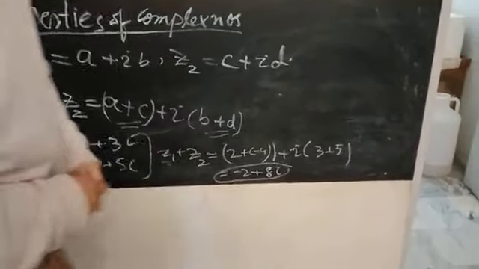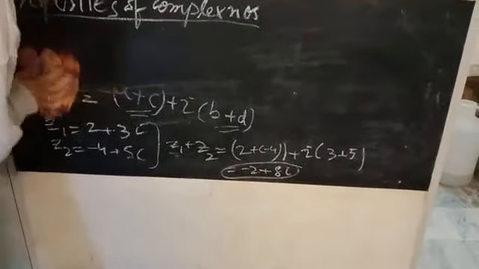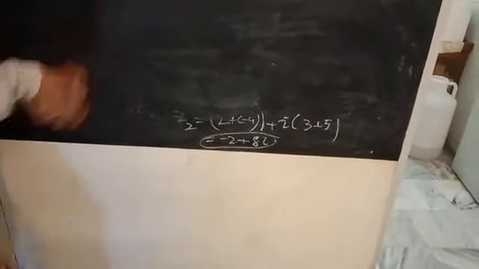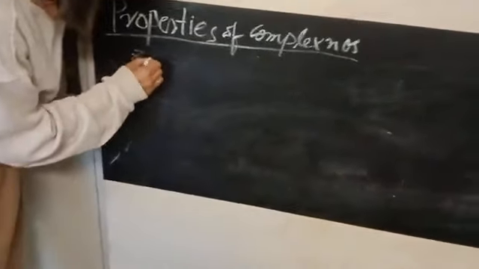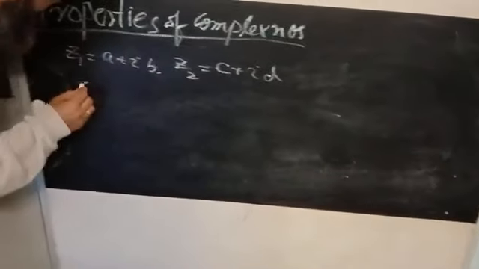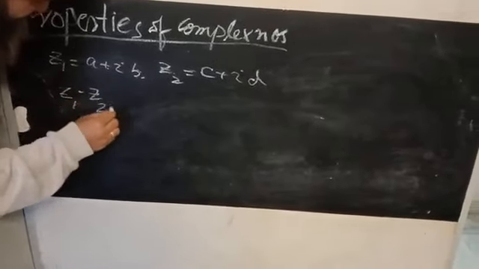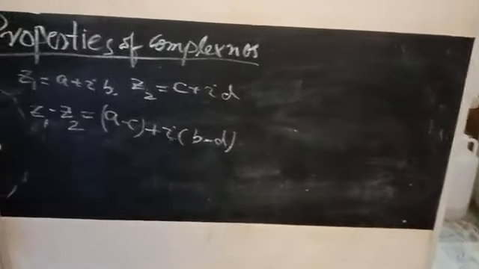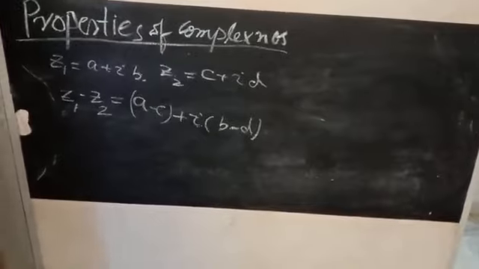Next is subtraction. Subtraction is similar to addition. Instead of plus, we will use minus. That is, if we have z1 is equal to a plus iota b and z2 is equal to c plus iota d, then z1 minus z2 will be equal to a minus c plus iota into b minus d. Simple. It is similar to the addition of two complex numbers.